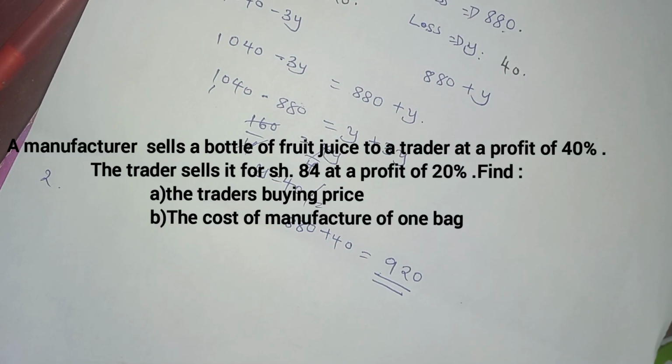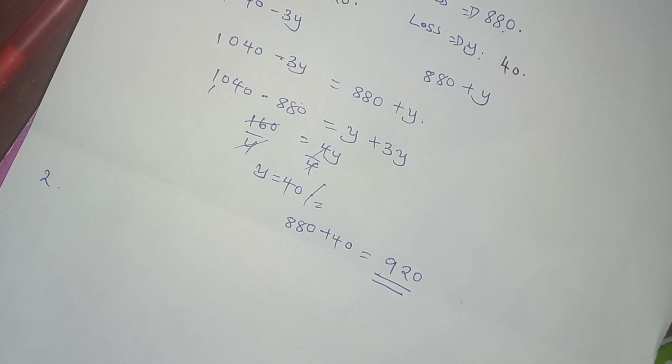Number two: a manufacturer sells a bottle of fruit juice to a trader at a profit of 40%. The trader sells it for 85 shillings at a profit of 20%. Find the trader's buying price and the cost of manufacture of one bottle.